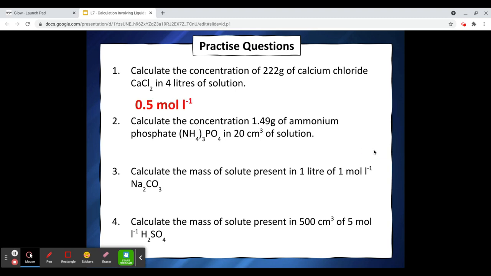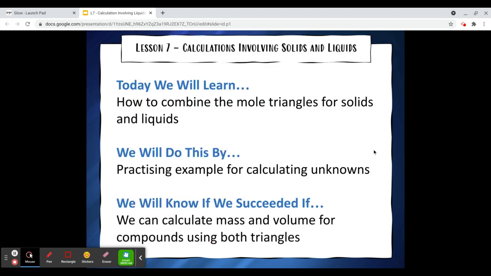Here are the answers to each of the questions. Number 1 is 0.5 moles per litre. Number 2 is 0.51 moles per litre. 3 is 106 grams, and 4 is 245 grams. So as always, make sure you're getting the right answer before you move on, and obviously give your teacher a message on Google Classroom if you're stuck, and they'll definitely help you.